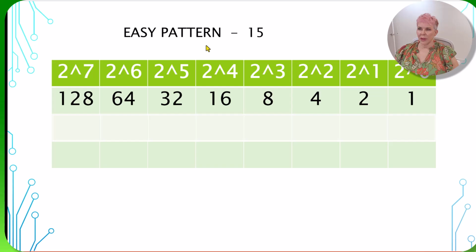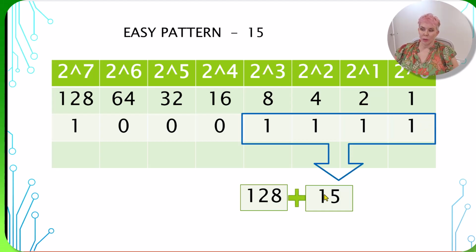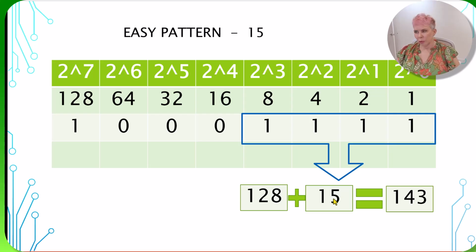Let's look at this example. So we've got easy pattern 15. Now we're looking at that same number that we looked at earlier. This time though, instead of adding 128 plus 8 plus 4 plus 2 plus 1, we're going to use the easy pattern because we've now learned that when all of these are turned on, that equals 15. Now what I'm going to do is add 128 plus 15 to come up with 143. It's just a little bit less work than having to do 128 plus 8 plus 4 plus 2 plus 1.